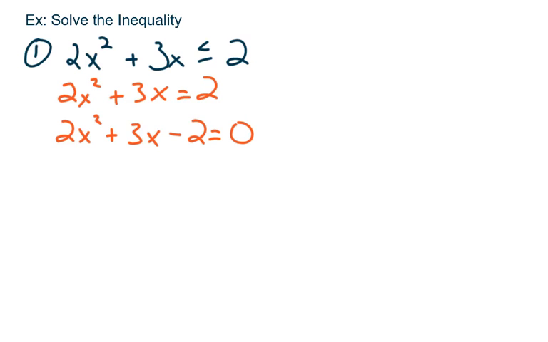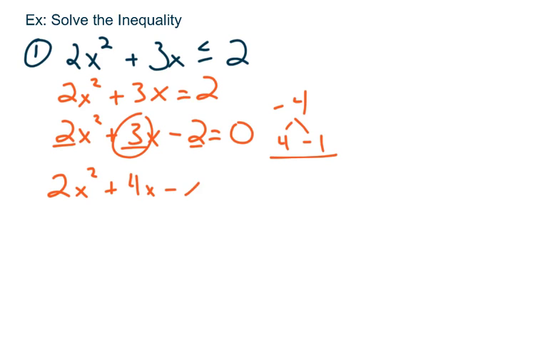Now we can go ahead and solve. To me, this one is probably factorable, so I'm going to try factoring here. First step is multiply a and c. So 2 times negative 2 is negative 4. I need to find two numbers that multiply together to get negative 4 and add together to get 3. That would be 4 and negative 1. Once I have those two numbers, I'm going to replace this middle term with these two. So we'll have 2x squared plus 4x minus x minus 2 equals 0.